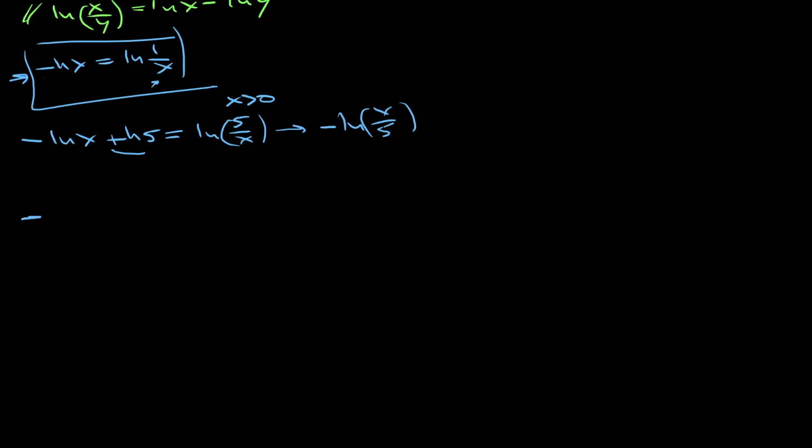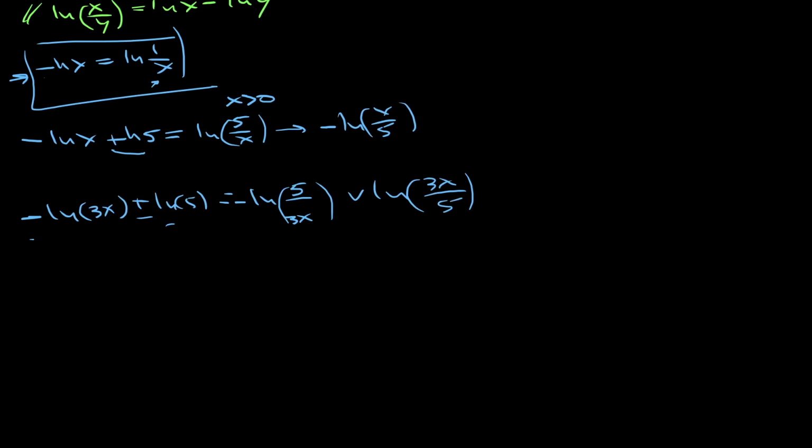Let's say now we have minus ln of 3x plus ln of 5. What's the solution to this one? Again, same logic. This one is positive, this one is negative. Let's start with the positive first. So ln, and then we have 5, and then divided by 3x. And if you put the negative sign here, this is the same thing as saying minus ln of 3x divided by 5. Both solutions are correct.